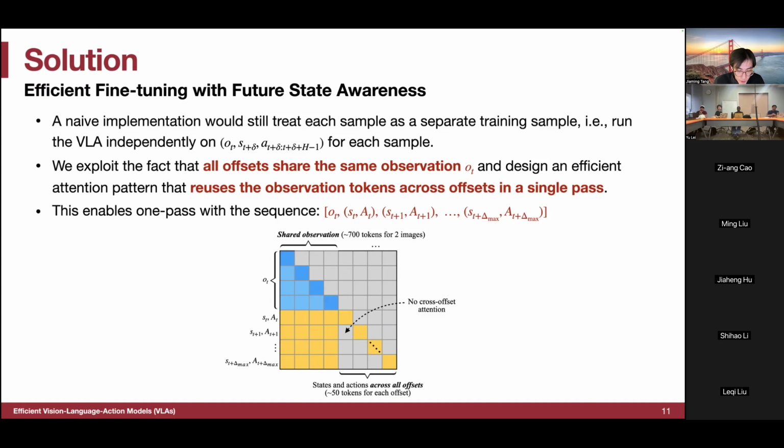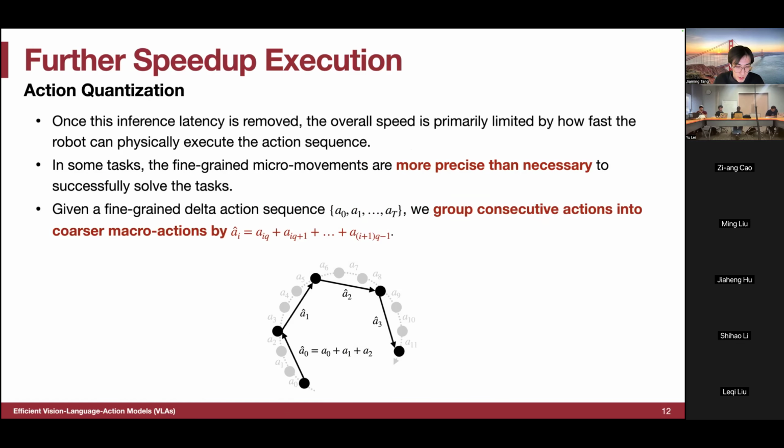We know that 2 images and the language prompt are about 700 tokens in total, and each offset branch is about 50 action tokens. So we can train with 5 times more trajectories with only about 20% more computation. And in our experiments, we found that this can actually speed up the fine-tuning stage.